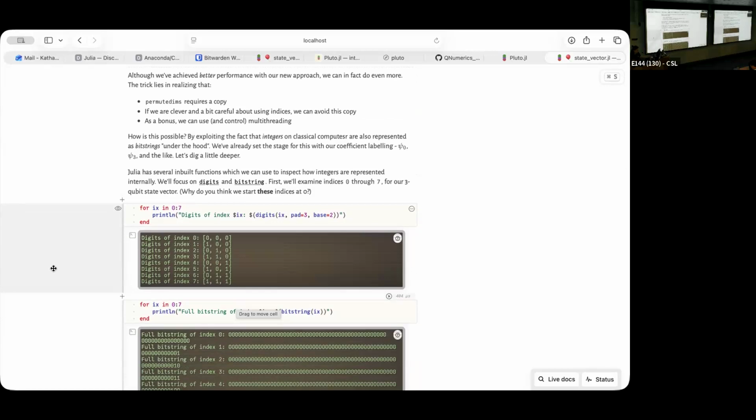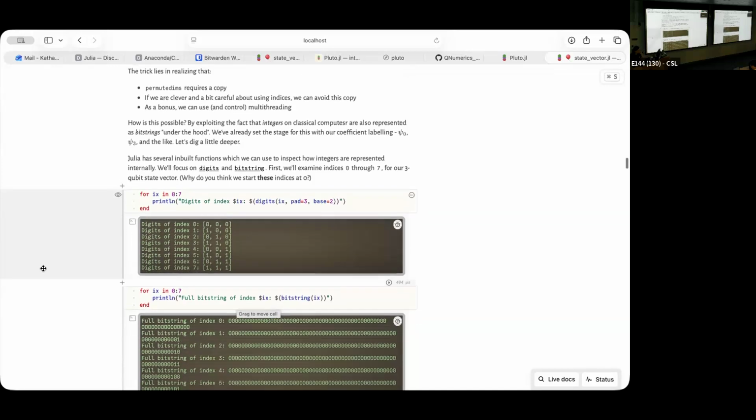And we're also maybe vaguely aware that these integers that represent the indices on some classical computer are also represented as bit strings, sort of under the hood. And in fact, we already kind of were dealing with this earlier when we were labeling our coefficients, like psi0 and psi3. So we'll take a little bit more of a deep dive into how Julia represents integers behind the scenes and how we can exploit this to do this computation much more efficiently.